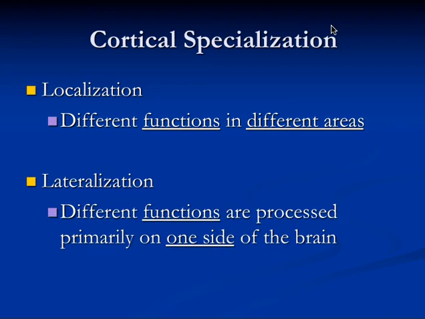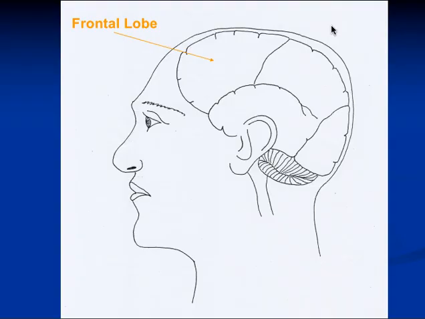So now would be a good time to take out your image that I gave you, and we're going to do some labeling. So the first thing we're going to label is the frontal lobe. And the frontal lobe sits up here, and guess what? It is in the front.